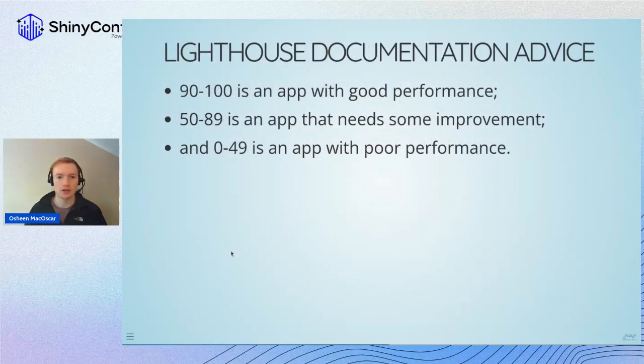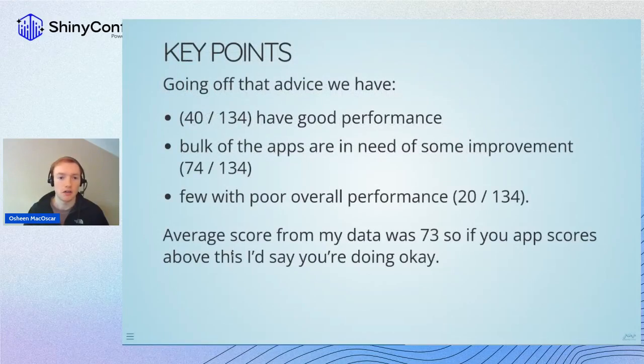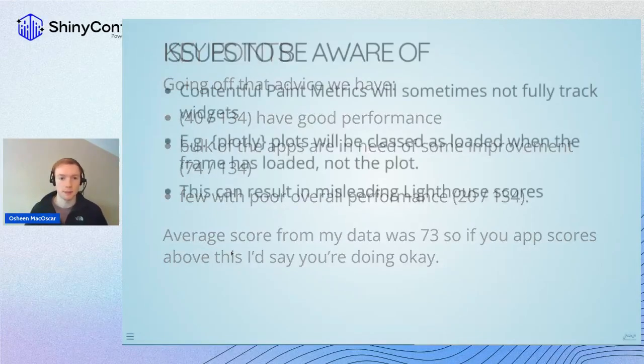So from the Lighthouse documentation advice, 90 to 100 is an app with good performance, 50 to 89 is an app that needs some improvement, and then 0 to 49 is an app with poor performance. So going off these guidelines of the apps that I measured, most of them had the need for some improvement, and then more of them had good performance than had actually poor performance, with an average score of 73, like I said. So I'd say if your app is above 73, you're doing pretty well.